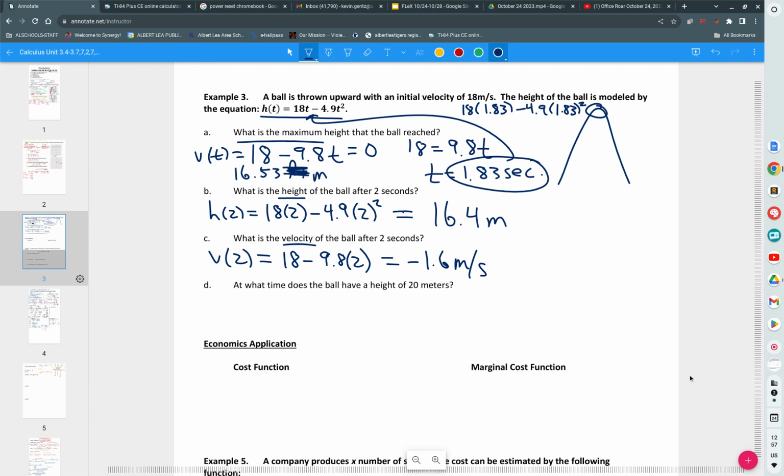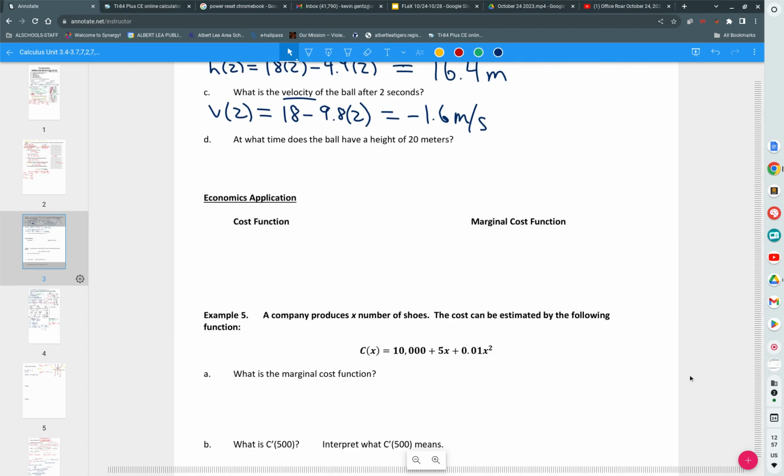Letter D. At what time does the ball have a height of 20 meters? Why? Maximum 16. Exactly. So we're going to change the question here. Instead of at what time does the ball have a height of 20 meters, we are going to ask this question.